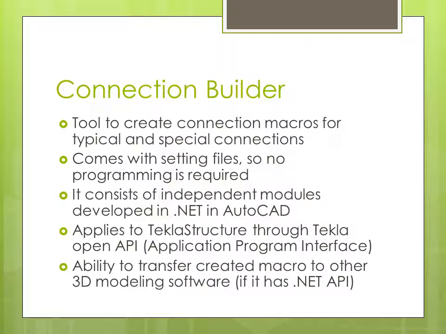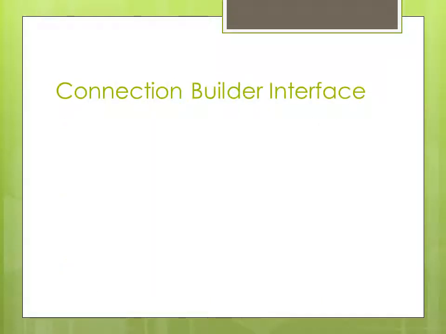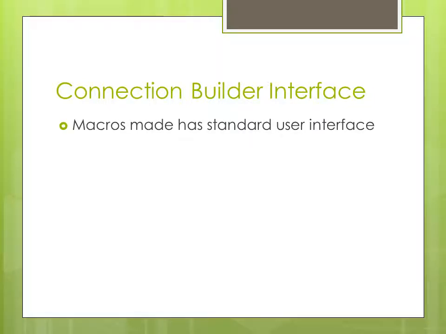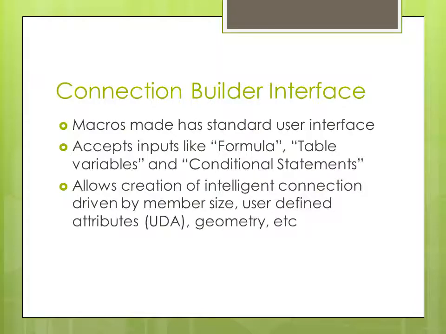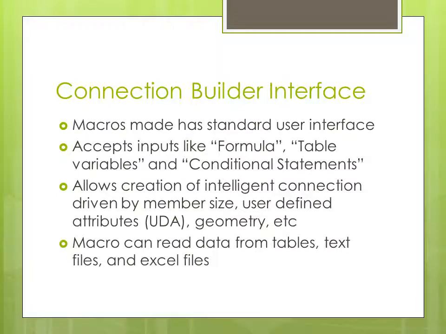It also contains the ability to transfer created macros to other 3D modeling software, as long as it also has a .NET API. Connection macros made by Connection Builder have a standard user interface, in which most input items, like a text box, accept inputs such as formulas, table variables, and conditional statements. By using them, the user can create intelligent connections, which are driven by member size, UDA, and geometry. Macros can read required data from tables, text files, and Excel documents.